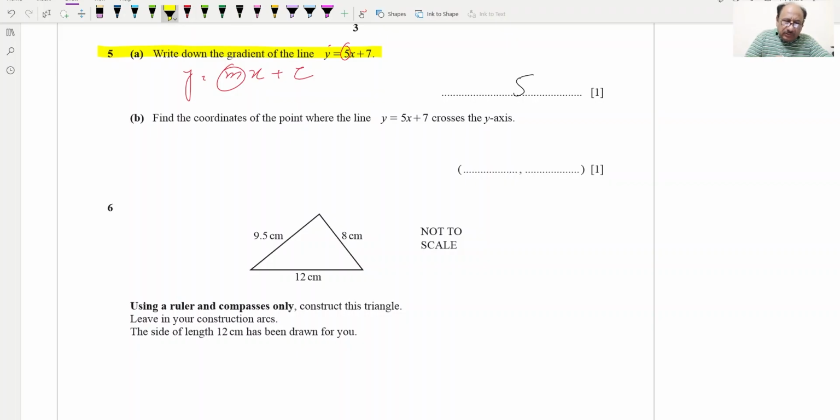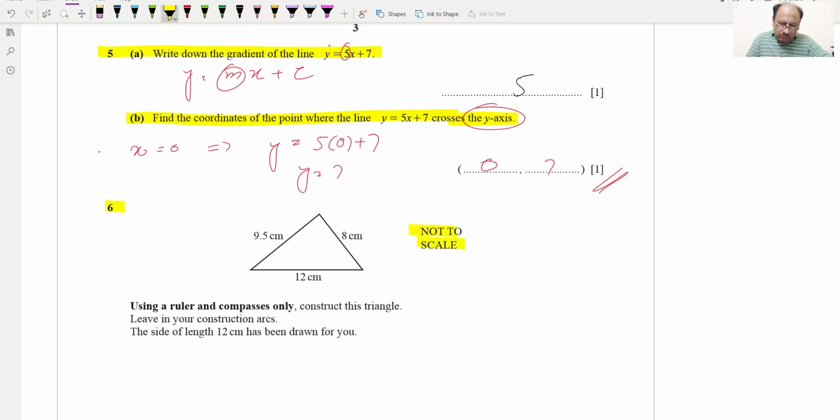And the second part, part B, says find the coordinates of the point where the line y is equal to 5x plus 7 crosses the y-axis. So on the y-axis, x will be equal to 0. This implies y is equal to 5 into 0 plus 7. So y will be equal to 7. So x is 0, y is 7. This will be for 1 mark. Hopefully you understood this.